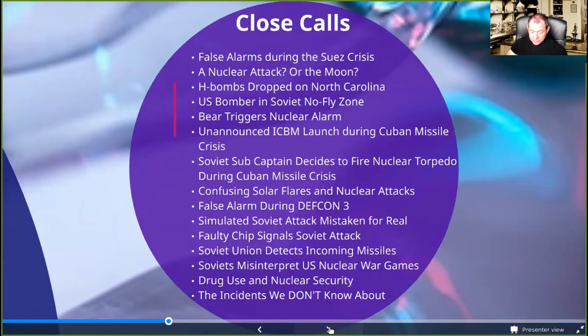Okay, I'm going to give a few more examples, not many more examples. I just want to bring things up to date. So here's 1983, September 26. Soviet Union detects incoming missiles. A Soviet early warning satellite showed that the United States had launched 5 land-based missiles at the Soviet Union. The alert came at a time of high tension between the two countries, due in part to the US military buildup in the early 1980s and President Ronald Reagan's anti-Soviet rhetoric.